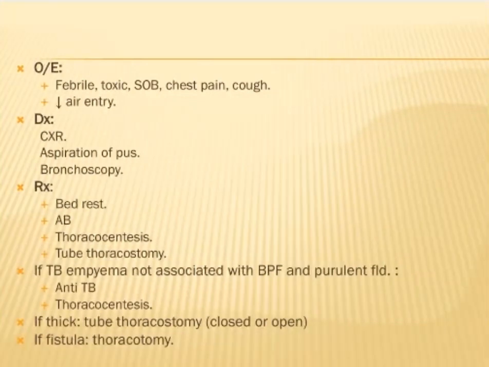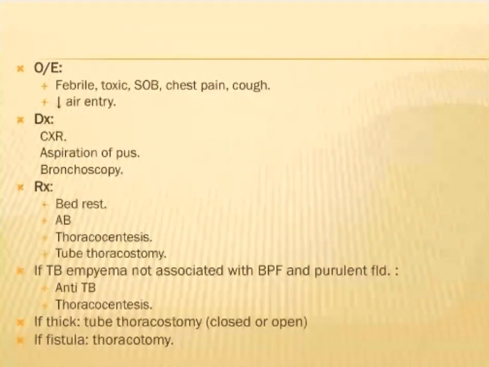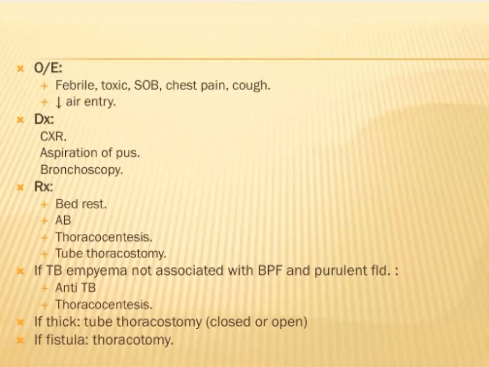Closed means you connect the chest tube to the underwater seal. Open means no need to put it in underwater seal, either connecting it to a urine bag or even keeping it with the dressing only, putting a gauze on it. If a fistula forms, a bronchopleural fistula, you should do a thoracotomy.